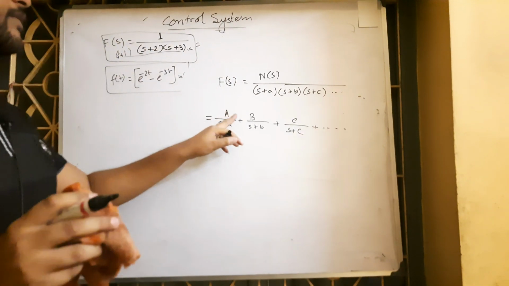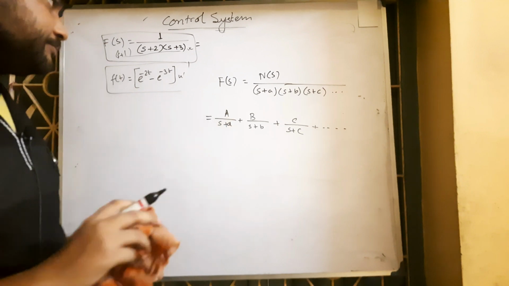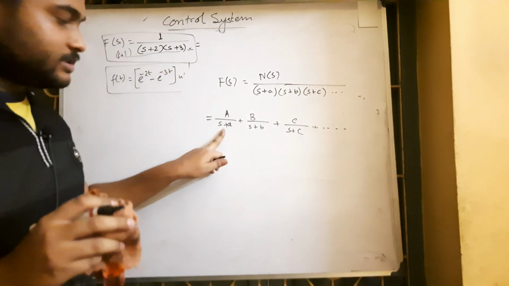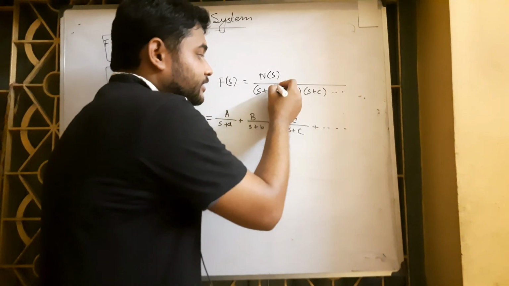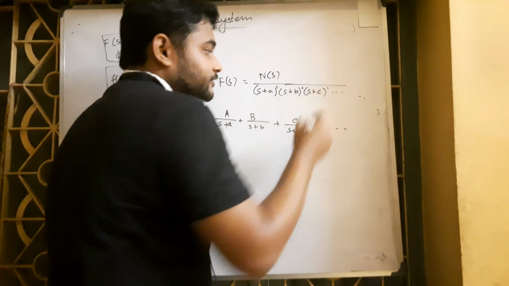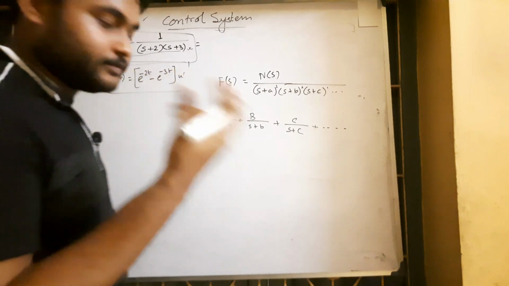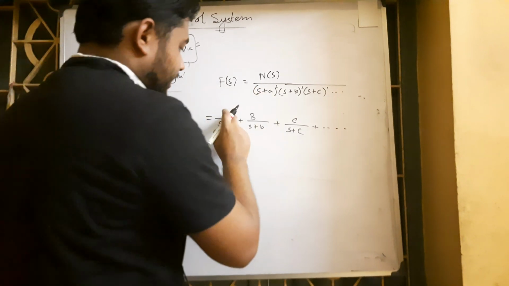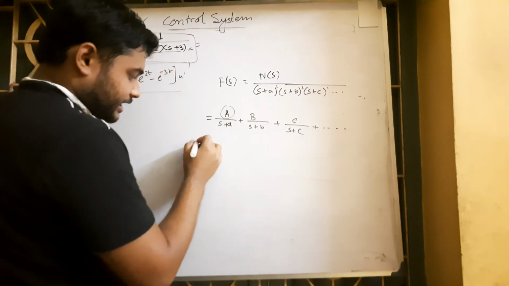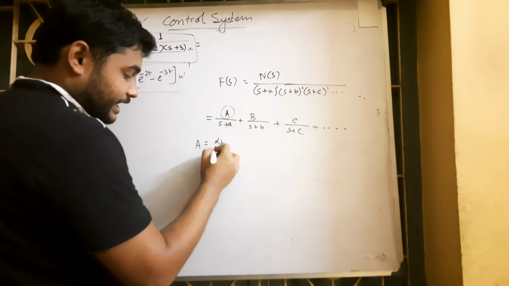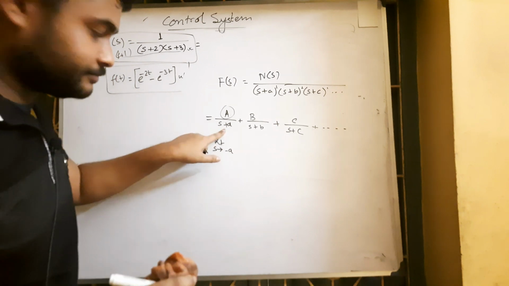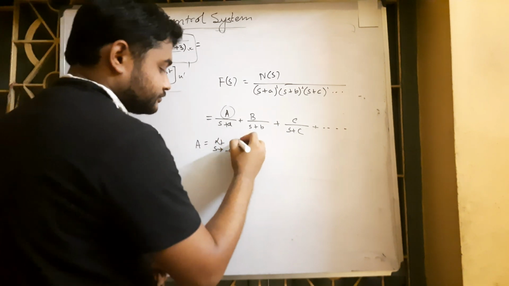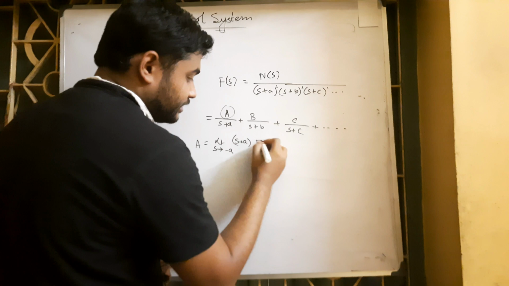Now how are we going to calculate A? There is a formula, just look at this term. This is strictly valid if the powers are 1. If the power is 2, then there is another method, I will discuss that one. Now you can find the value of capital A using this formula. A will be the limit s tends to minus a, small a, of (s plus a) into F(s).